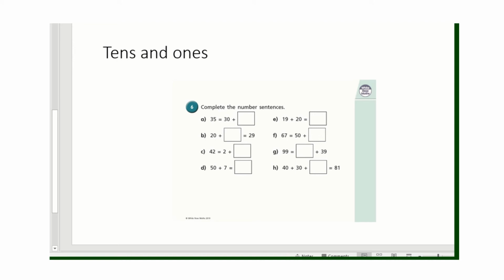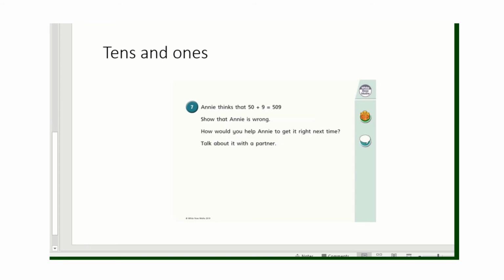Then have a go at these number sentences. Look, sometimes you've got the equals at the beginning, like 35 equals 30 add what? Then you've got 20 add something equals 29. So you know you've got 20, so you know you've got 9. Have a go at them.